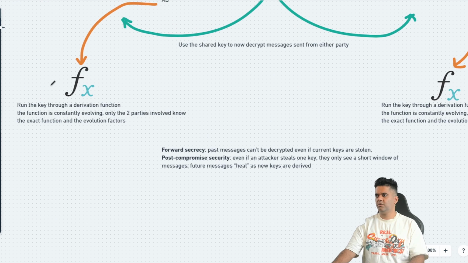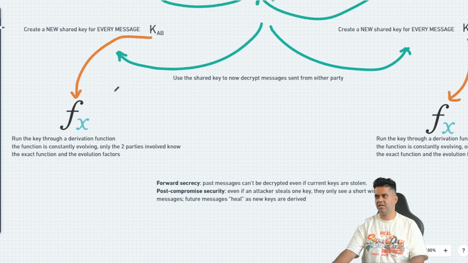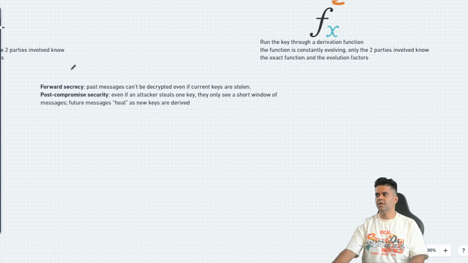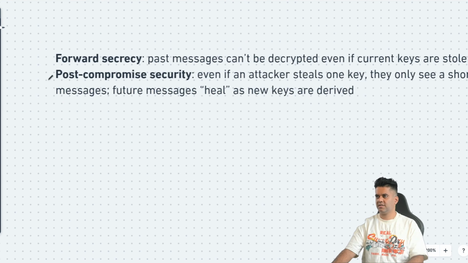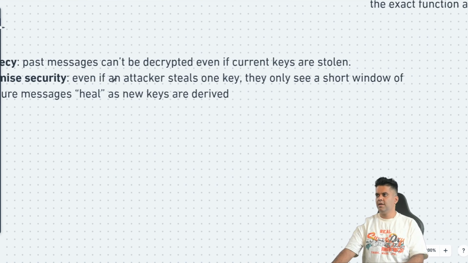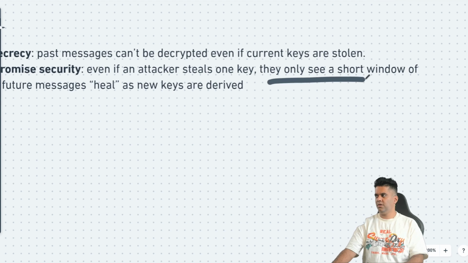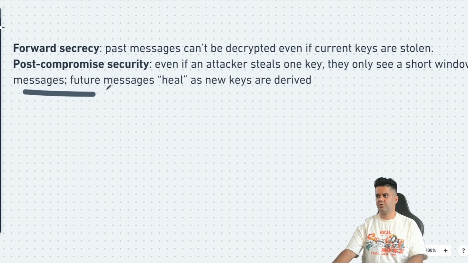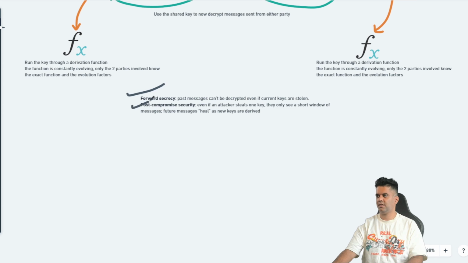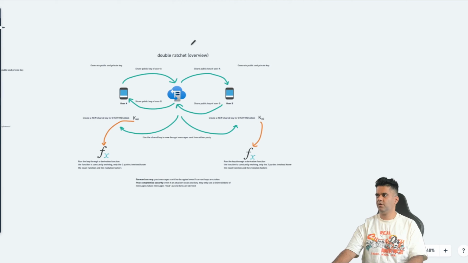Now what happens is you run the key through the derivation function and then you reach the actual key for this particular message. So for each message, the keys are going to change. Not only do you get forward secrecy, which is that past messages can't be decrypted even if current keys are stolen, because obviously the current keys, if you steal them, are just relevant for this message and not for the previous messages. But with double ratchet, you also get something called post-compromise security, which is that even if an attacker steals one key, they only see a short window of messages. Future messages will heal as new keys are derived. So you have forward secrecy and post-compromise secrecy, all of this with double ratchet.